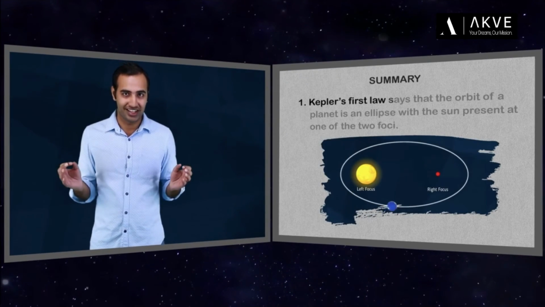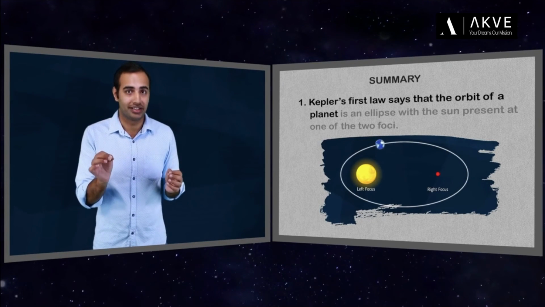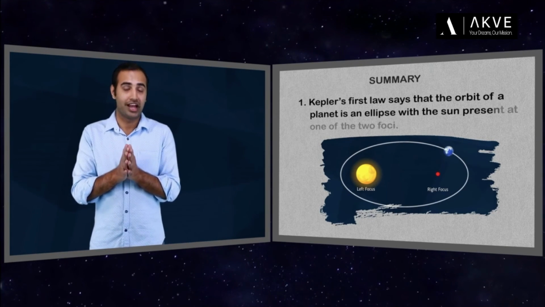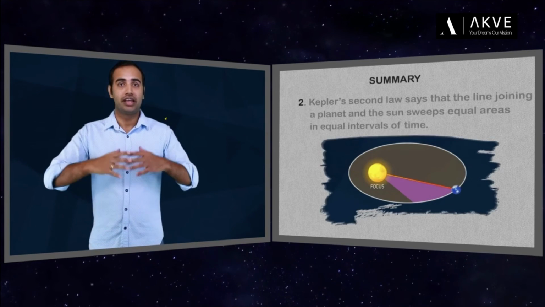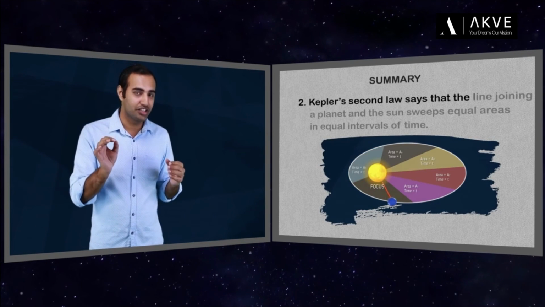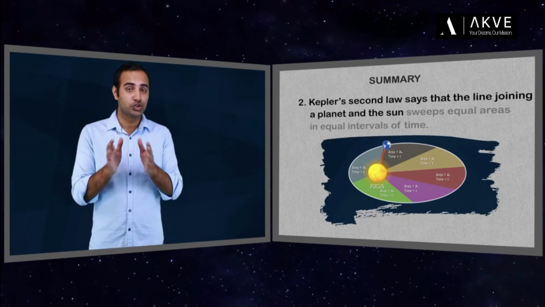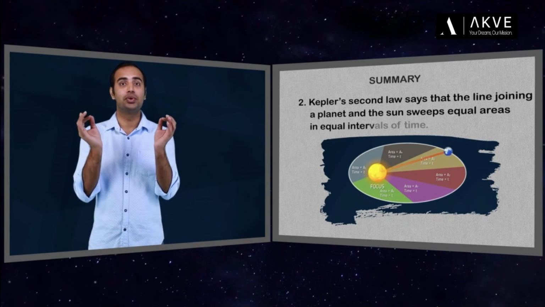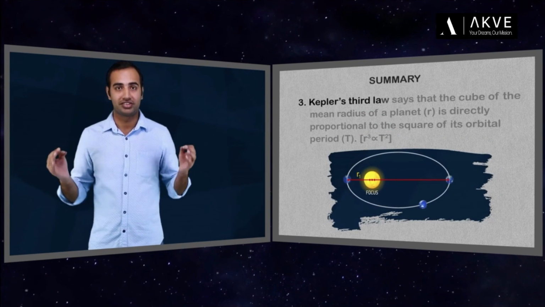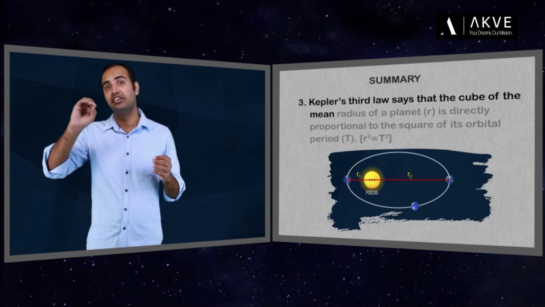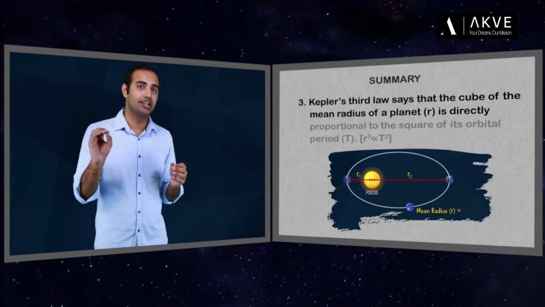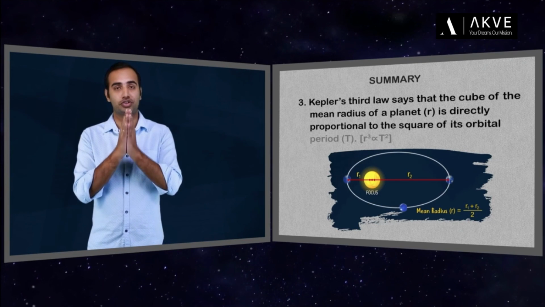Kepler's first law says that the orbit of a planet is an ellipse with the sun present at one of the two foci. Kepler's second law says that the line joining a planet and the sun sweeps equal areas in equal intervals of time. Kepler's third law says that the cube of the mean radius of a planet is directly proportional to the square of its orbital period.